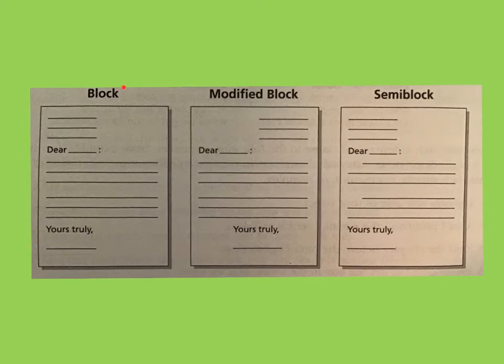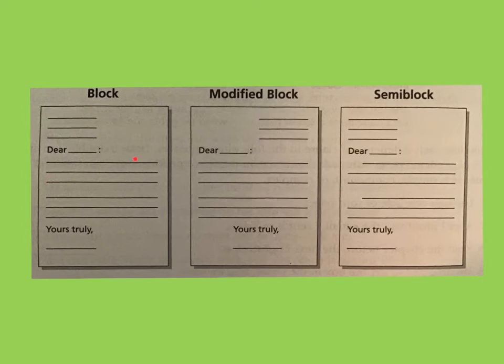So a block format has your return address and the address of the person you are writing it to on the left-hand corner. Then you would have your salutation, dear so-and-so, and as we learned about with colons, this is one of the cases in a business letter where you would use a colon. In a friendly letter, you would use a comma.